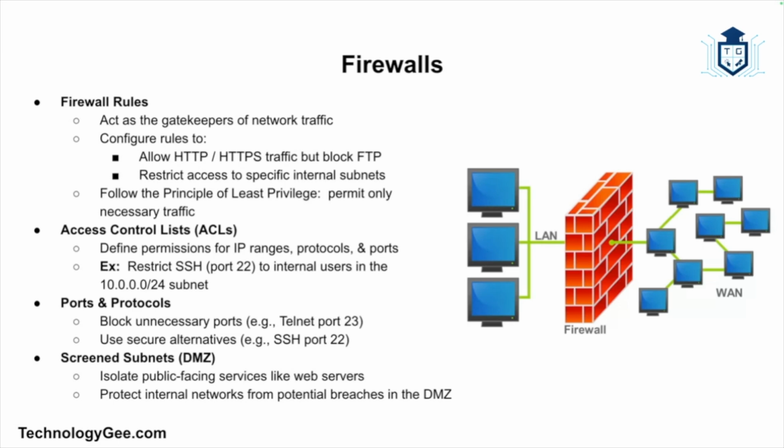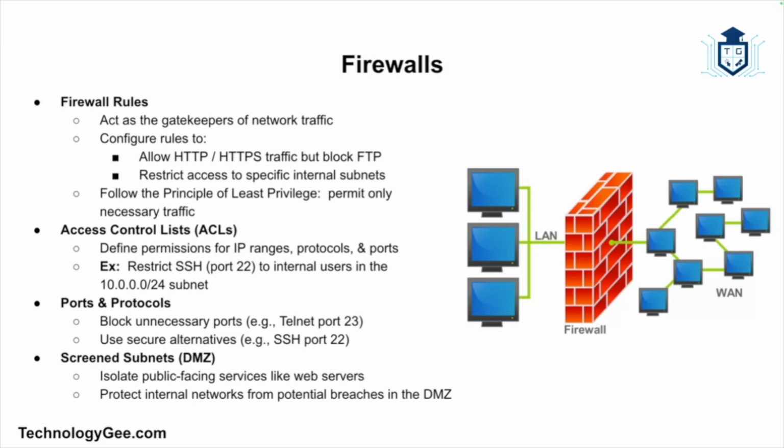Next we have what are called access lists. Access control lists, or ACLs, are critical for managing firewall permissions, and they can define which IP addresses or ranges can access specific resources, and they can also specify which ports and protocols are allowed. For example, you might allow only internal users to SSH into a server by restricting it to the 10.0.0.0/24 subnet.